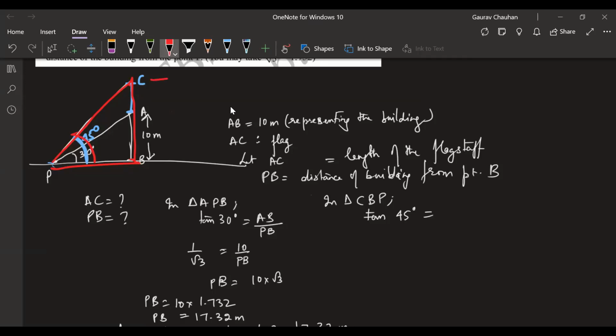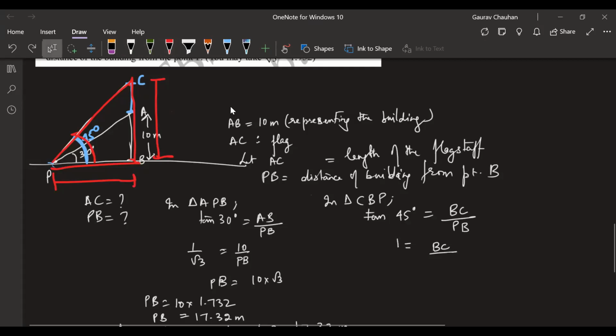It is equal to this full thing divided by this thing. So I have tan 45 degree equal to BC divided by PB. Tan 45 degree is 1, so 1 is equal to BC divided by PB. BC we don't know, PB we know. PB is 17.32, so 17.32 is equal to BC. So I have found BC equal to 17.32 meters.